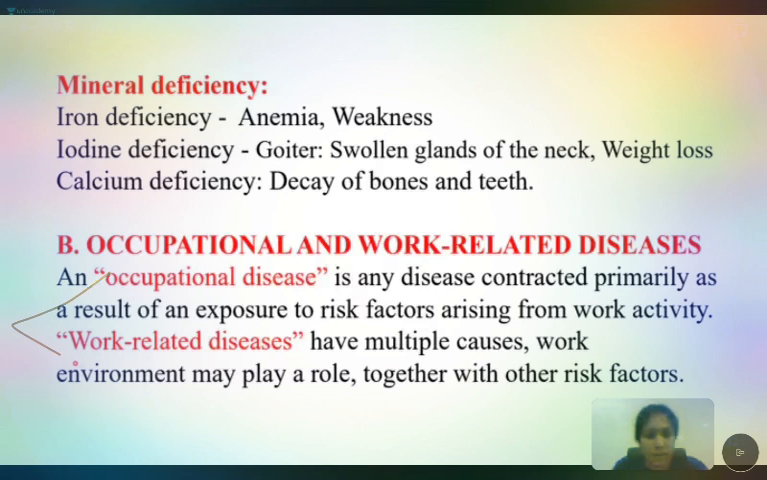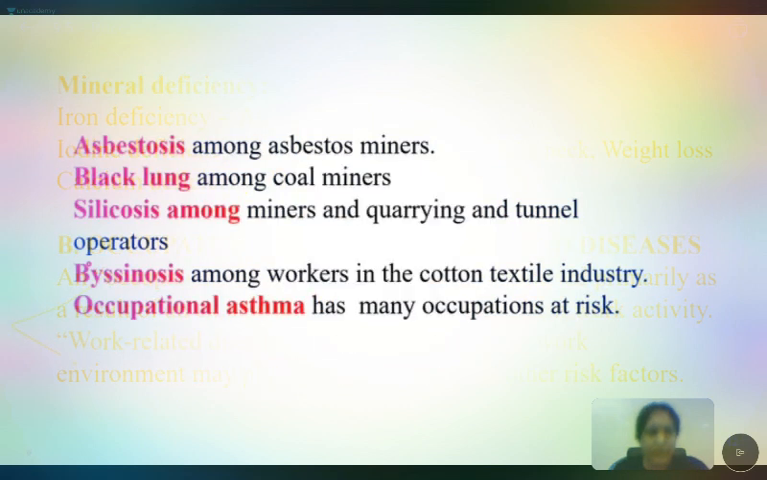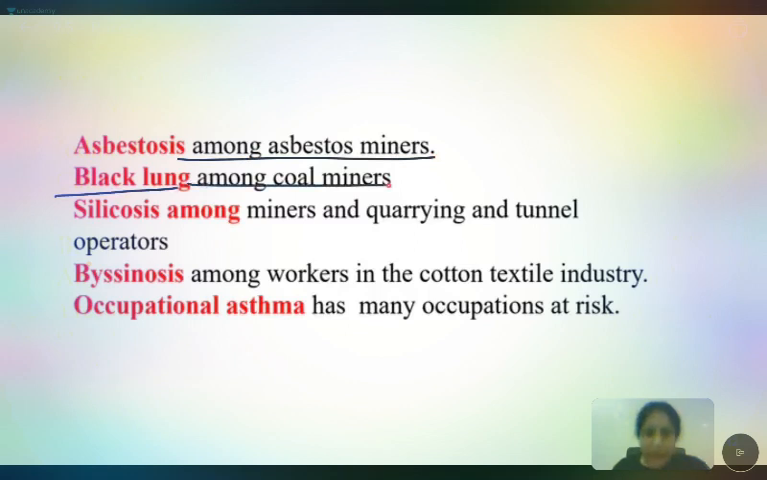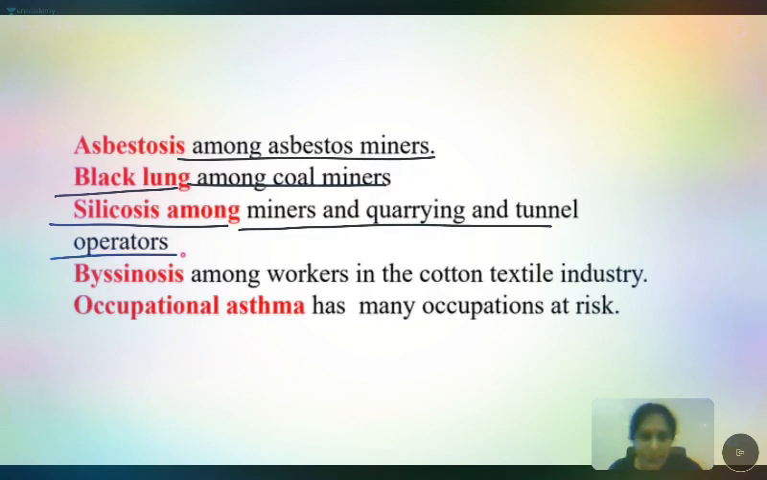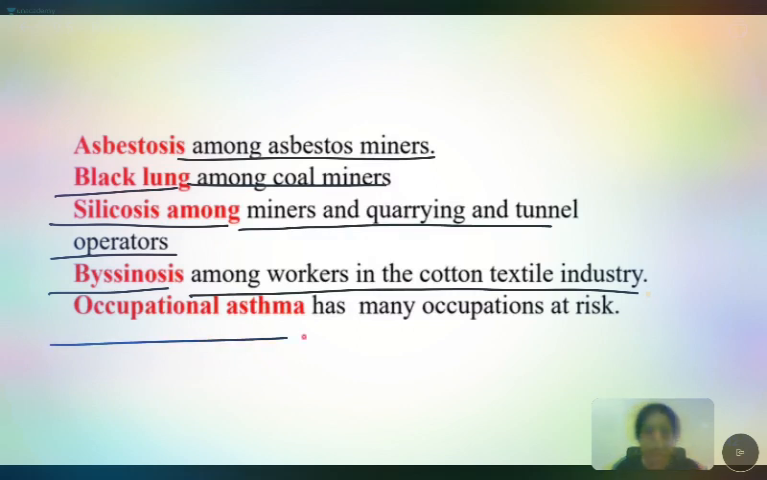Now, asbestosis among asbestos miners, black lung among coal miners, silicosis among miners and quarrying and tunnel operators. Byssinosis among workers in the cotton textile industry, those who work with cotton, because they inhale cotton fibers. So cotton fibers accumulate in the lungs. Byssinosis. Occupational asthma can be because of any of these. It can be because of byssinosis, silicosis, black lung. Any of them can cause asthma, that is work-related asthma.